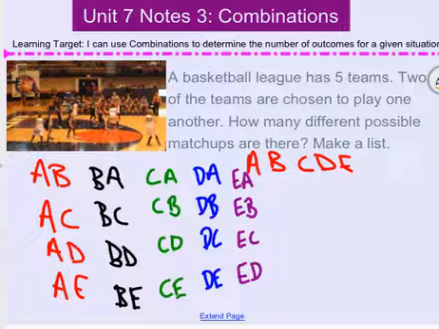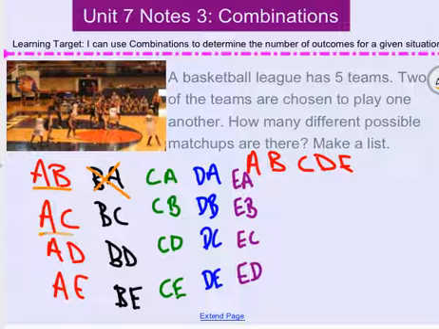Alright, so here's what we got. A plays B here, but it also plays A, B there. So we're going to cross that off. The order of the game doesn't matter. That's why we're not doing a permutation anymore. This is called combinations for a reason. We're learning something new. So you actually cross BA off because that game already happened.